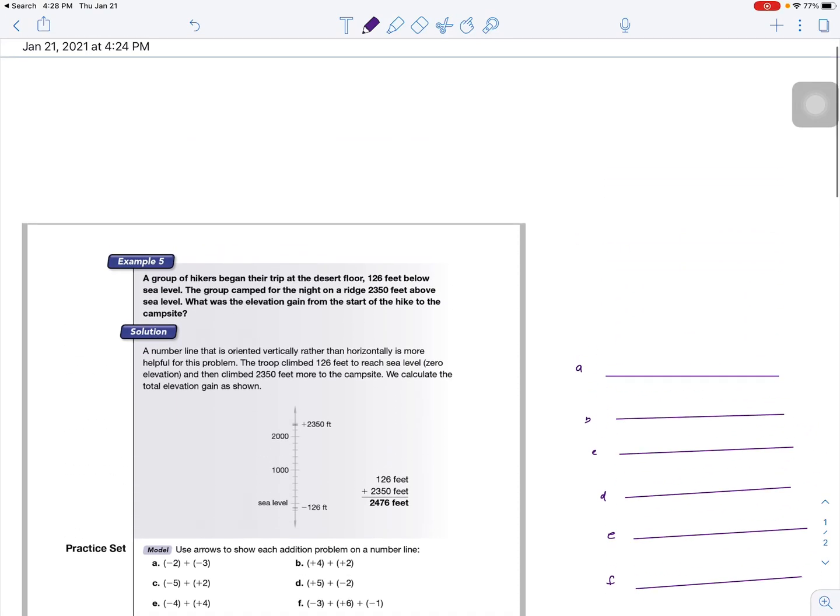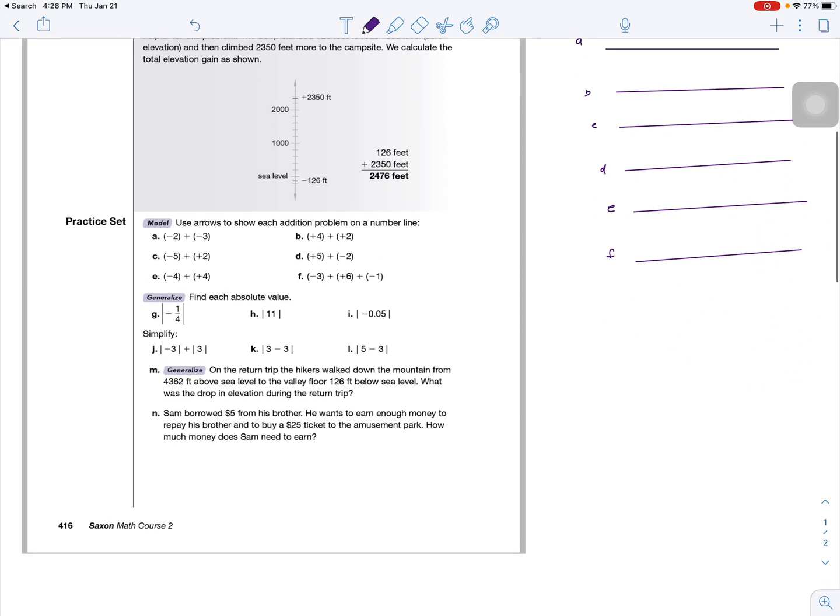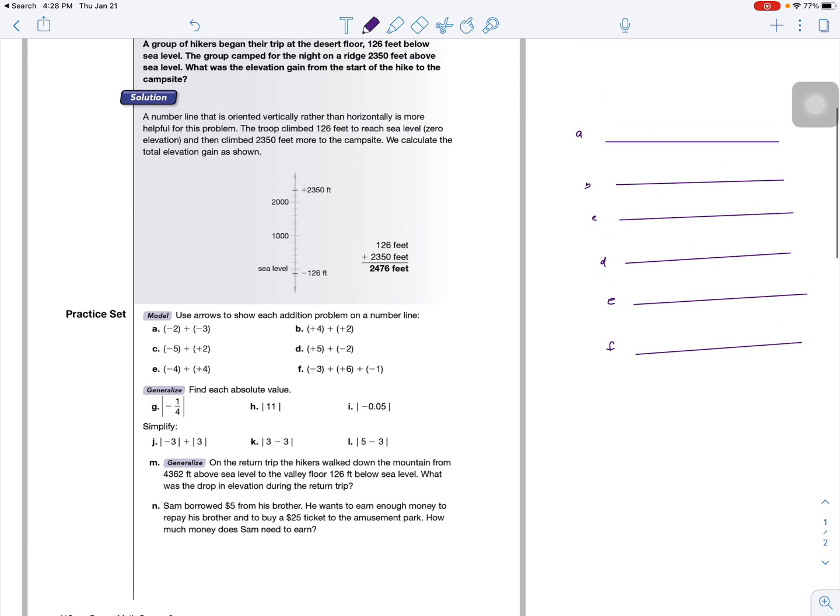All right, grade 7, we are on lesson 59. So I'm going to go through using arrows to show an addition problem on a number line. We're also going to be talking about an absolute value and why something would be an absolute value and what that means.